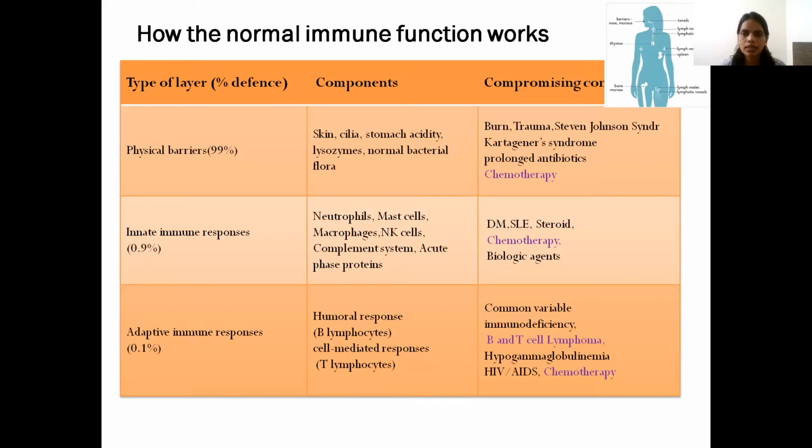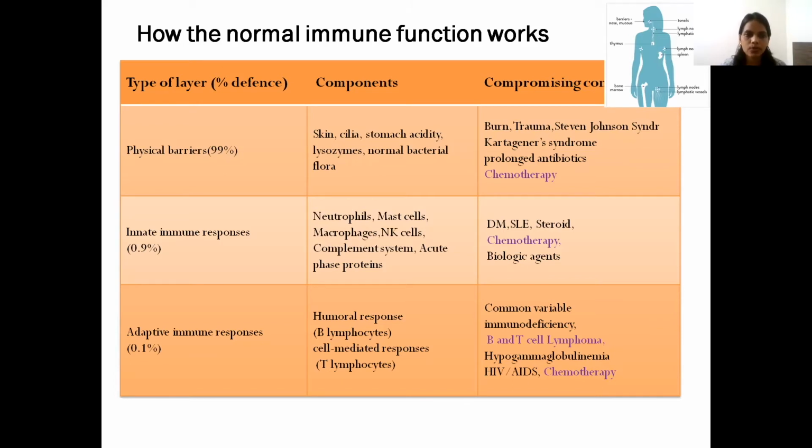In conditions like burns, trauma, Stevens-Johnson syndrome, any dermatological conditions, then Kartagener syndrome, where there is ciliary dyskinesia, prolonged use of antibiotics, which causes alteration in the bacterial flora, and chemotherapeutic agents, which can cause mucosal barrier injury in terms of development of mucositis, all these conditions can impair the physical barrier.